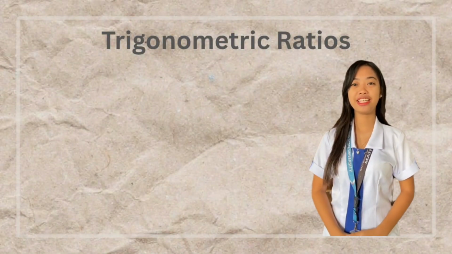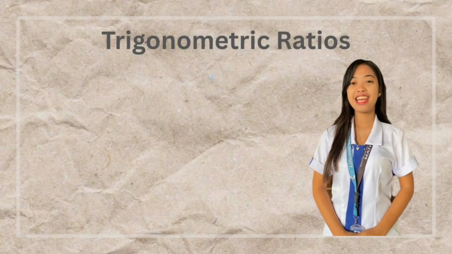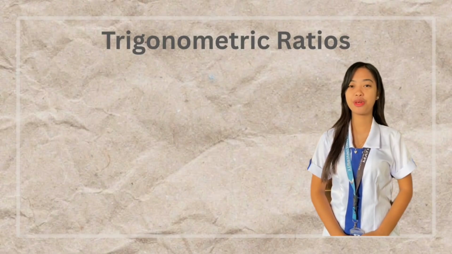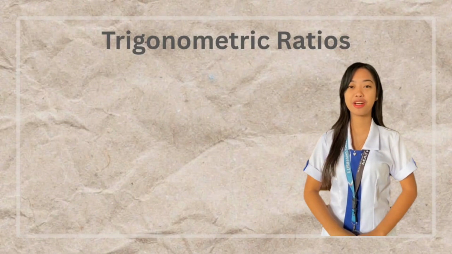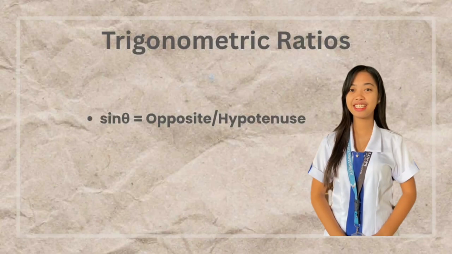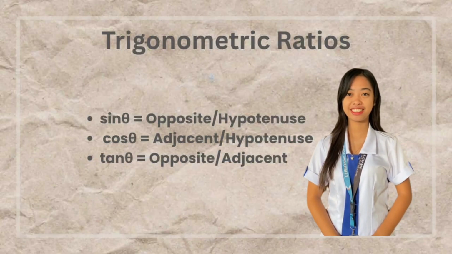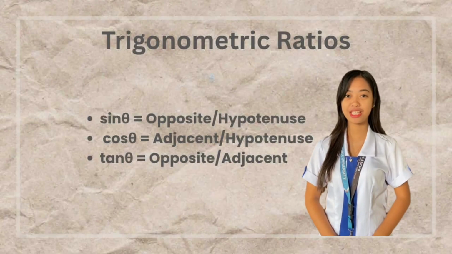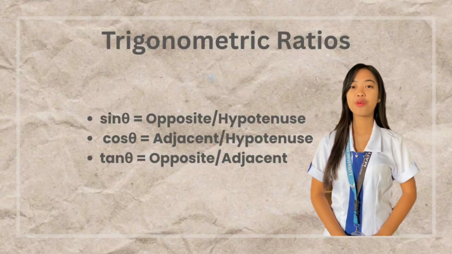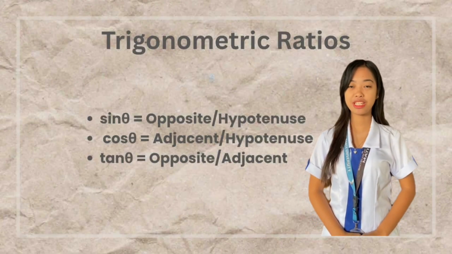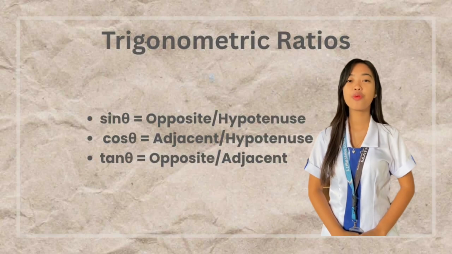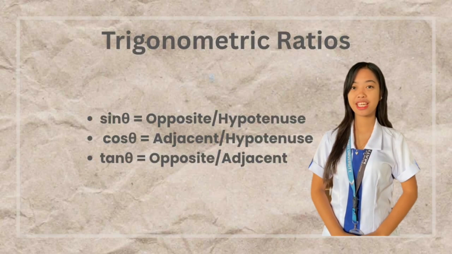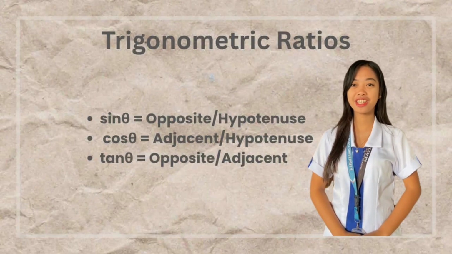Now that you already know the parts of a triangle, let's proceed to connect them using ratios. We are going to use the three basic trigonometric functions: the sine, cosine, and tangent. For the sine, the ratio is opposite over hypotenuse. For the cosine, we have adjacent over hypotenuse. And for the tangent, we have opposite over adjacent. These are the heart of trigonometry.